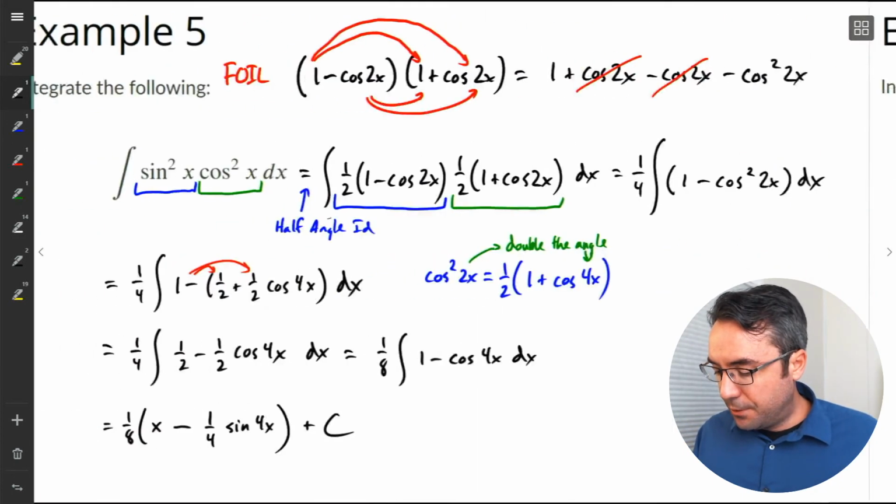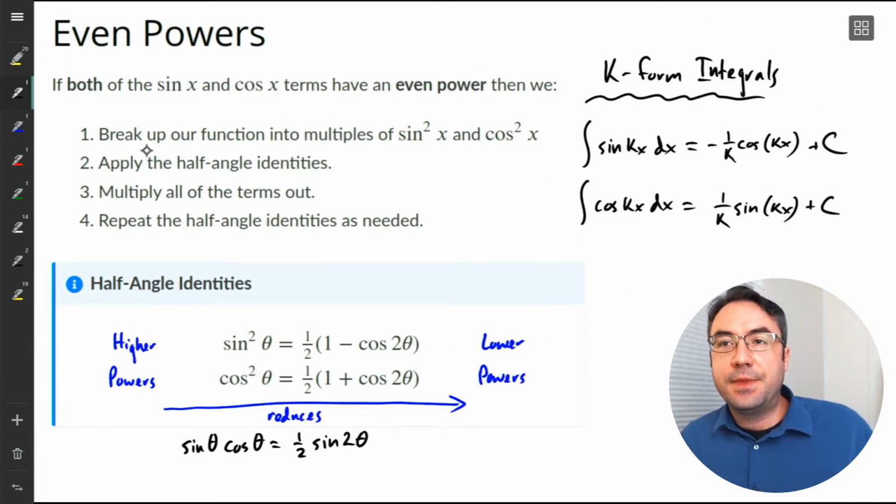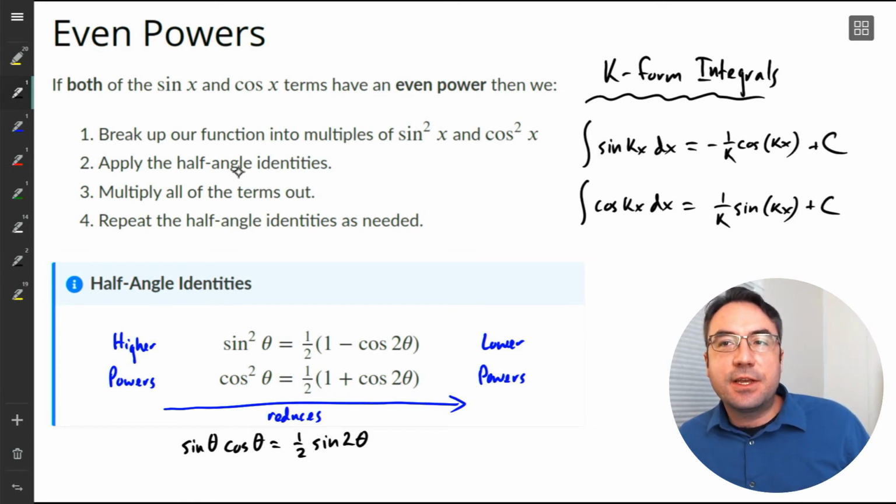So if we go back to our strategy really quick, that was this first step. We didn't have to do it in our earlier examples, but sometimes you might have to break up the function into multiples of sine squared and cosine squared. Once you get them all in sine squareds and cosine squareds, then you can do half angle identities as much as you want, multiply things out as you need to, and then repeat if you have to do any more half angle identities.